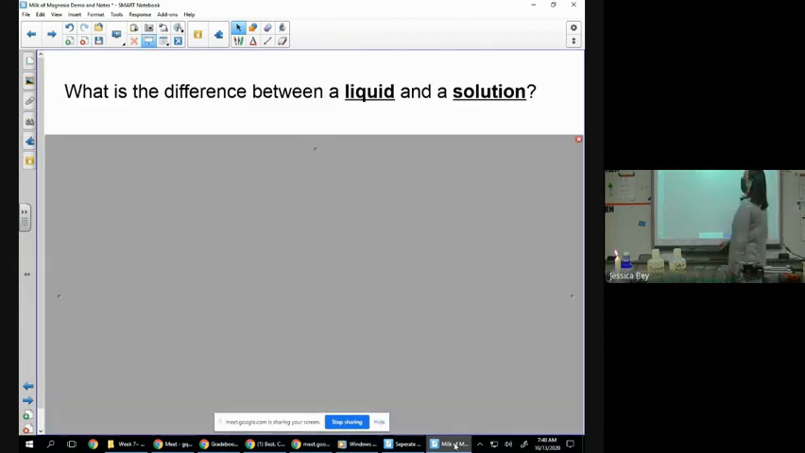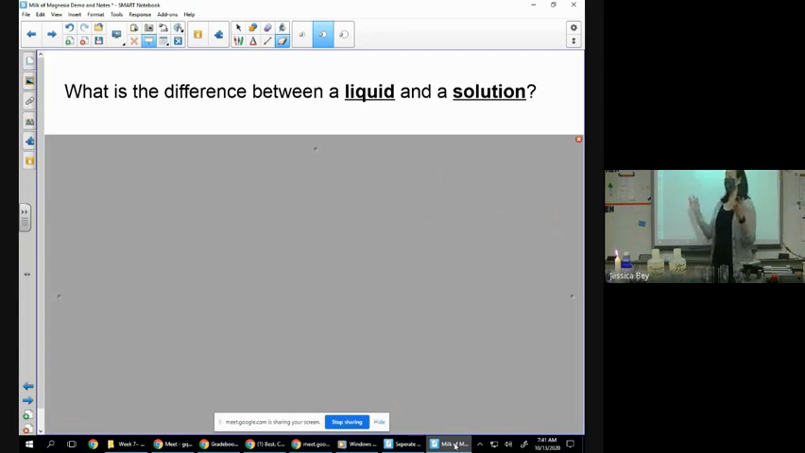Today is kind of a catch-all. We're going to solidify a few things that we've been talking about, and make sure we're ready to go into the next unit, which is thermochem, which is tough. We've been talking about the difference between liquids, solutions, all that kind of good stuff. And I just want to take a moment and make sure everybody's on the same page.